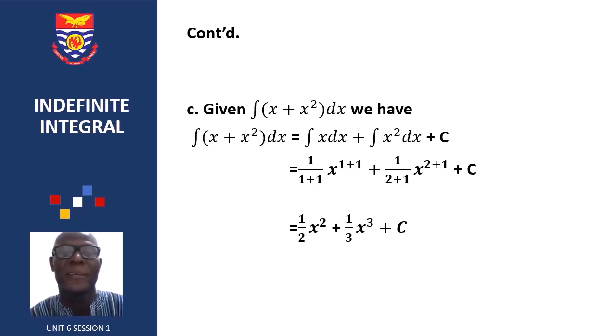C, given the integral x plus x squared dx, to integrate this, we increase the power of x and divide by the new exponent, and that gives x squared over 2. Plus we increase the power of x power 2 by 1, dividing by the new exponent. That gives x power 3 over 3, then plus c. And that is why the answer is 1 over 2 x squared plus 1 over 3 x power 3 plus c.